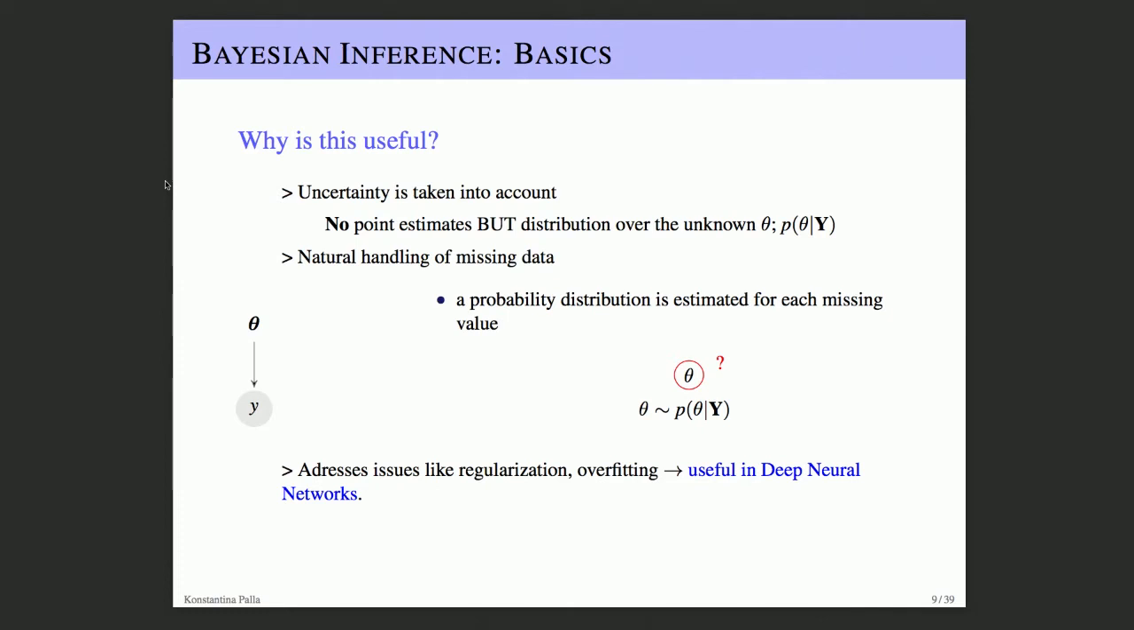Right? So the final point why the Bayesian framework is useful has to do with our meeting here, is that it naturally addresses issues like regularization and overfitting, and this is very, very important for models like neural networks and deep neural networks in general, as we will see and I will discuss in more detail later.